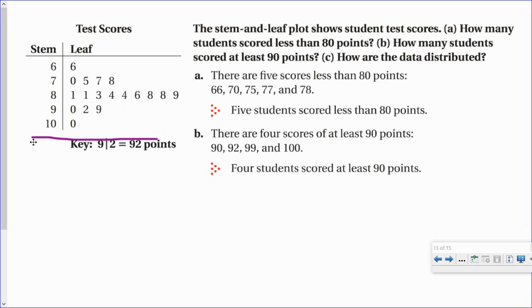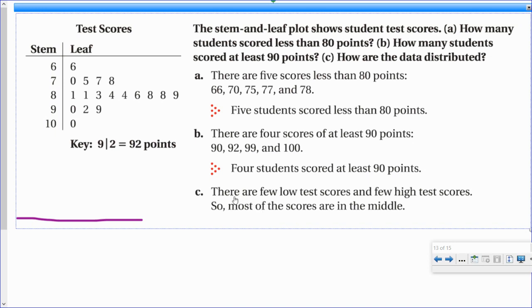Part C asks, how are the data distributed? Now, this is sometimes something that students don't fully understand, but you take a look at it, and you can see there are a few low test scores. There's a few high test scores, but most of those scores are in the middle. So it's asking you to look specifically at the information and see what you have.